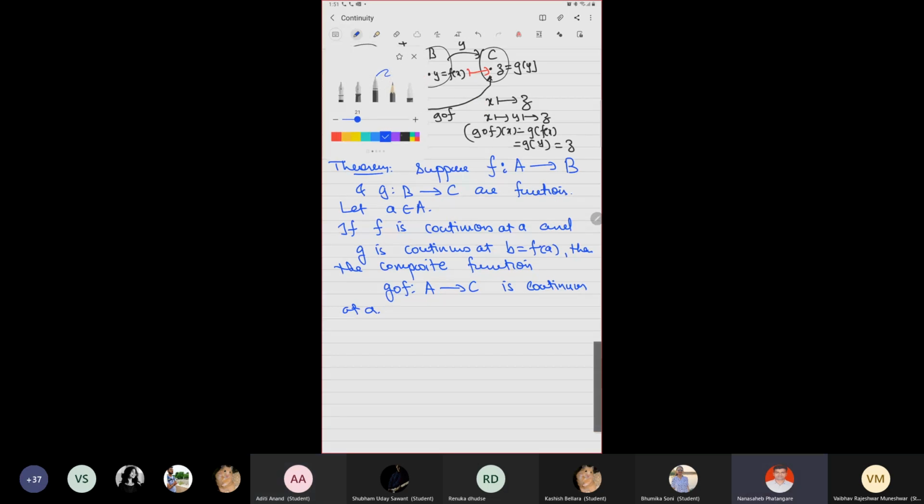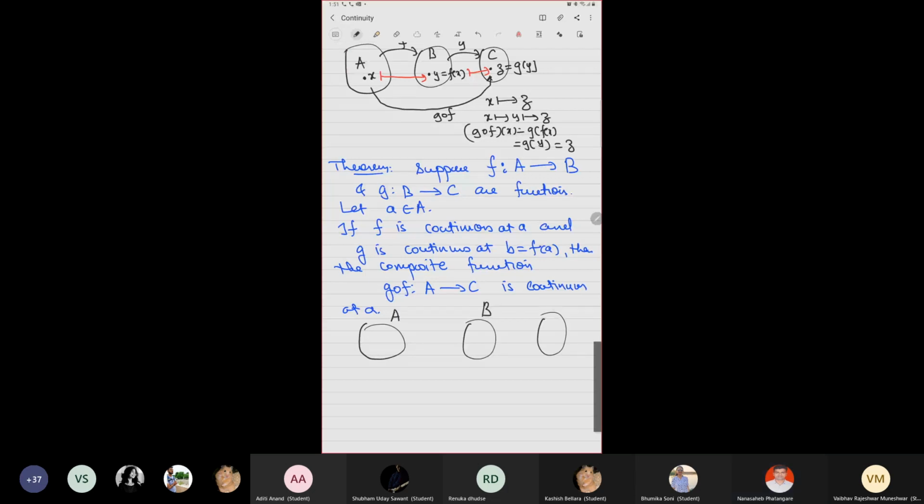Right. So what this statement says: I have set A, set B and set C. This is f, this is g, and I am looking at a. What is b? It is f of a, the image of a under f, which lands in B. Now we can apply g to b, right? So if f is continuous at a and g is continuous at b, then the composite function g composite f is continuous at a, right?